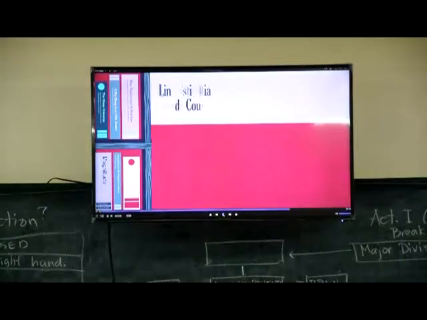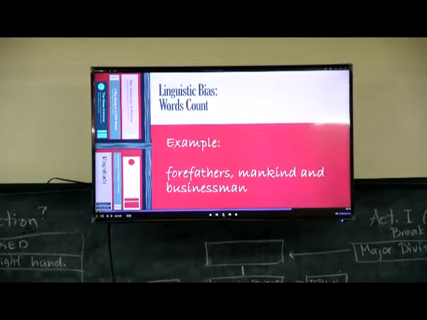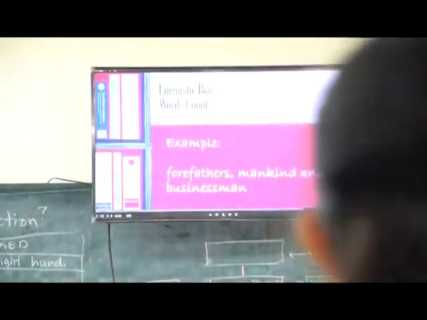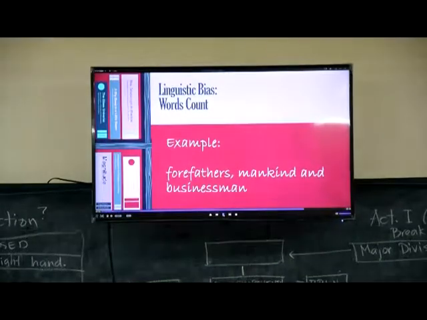Linguistic bias. Words count. Language can be a powerful conveyor of bias in both blatant and subtle forms. Linguistic bias can impact race, ethnicity, gender, accents, age, ability or disability, and sexual orientation. Such words as forefathers, mankind, and businessman serve to deny the contributions and even the existence of females.